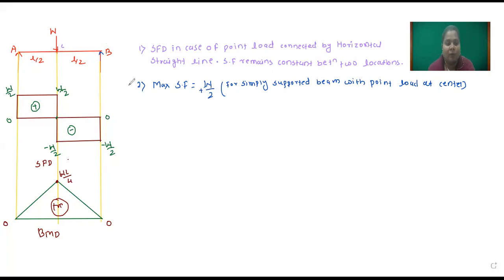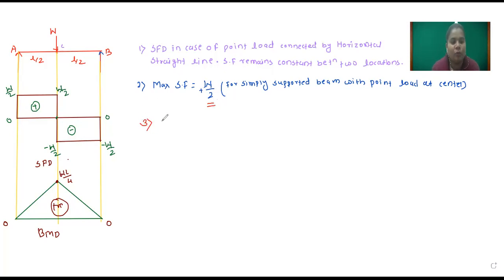So for this observation, definitely one question will be asked. The maximum shear force value for simply supported beam with central point load is: W by 2, minus W by 2, WL by 4, WL square by 2. So you remember, if a simply supported beam is given and central point load is applied, at that time maximum shear force is equal to W by 2. Okay, so this is our second observation. Then we will write the third observation.